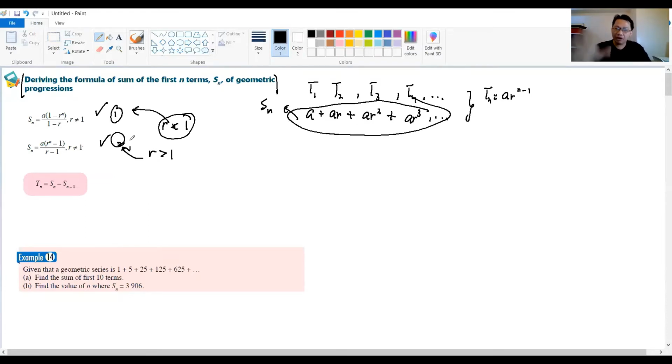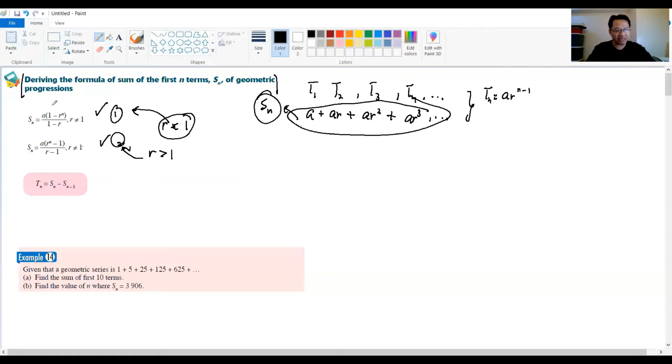If your R is 0.5, which is less than 1, that means we are supposed to use the first formula. If your R is 7, which is more than 1, you are going to use the second formula to find the sum. Very straightforward. And for the next purpose, the next purpose of why we learn the sum here.